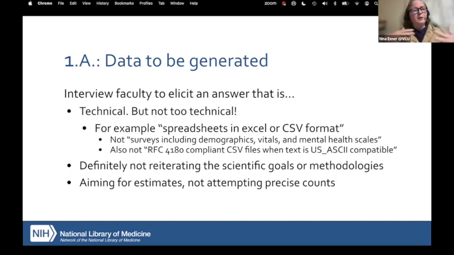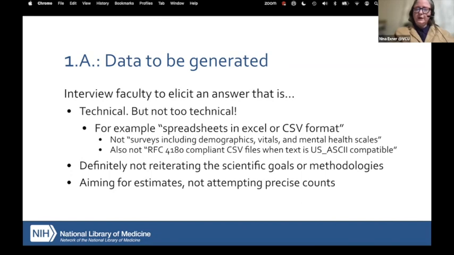avoiding the temptation to go into all the details about the mental health scales that really should have been in their grant proposal, but also not getting real techie with RFC compliant CSV files and the US ASCII encoded compatibility. So they're not looking for an IT report either. Definitely don't reiterate the scientific goals or methodologies. If you're doing an interview with a faculty member or looking at their specific aims, you may need to pull out just select words.